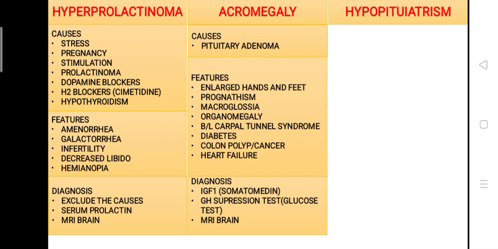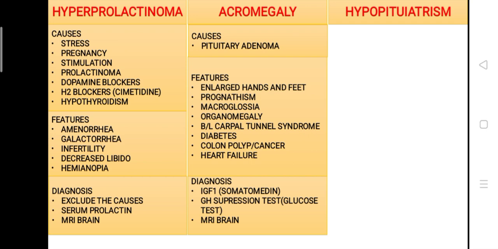So the patient's glucose is always high due to high levels of growth hormone. That is why these patients would develop diabetes. Now, after confirming the diagnosis of acromegaly, we do an MRI brain just to locate the lesion.